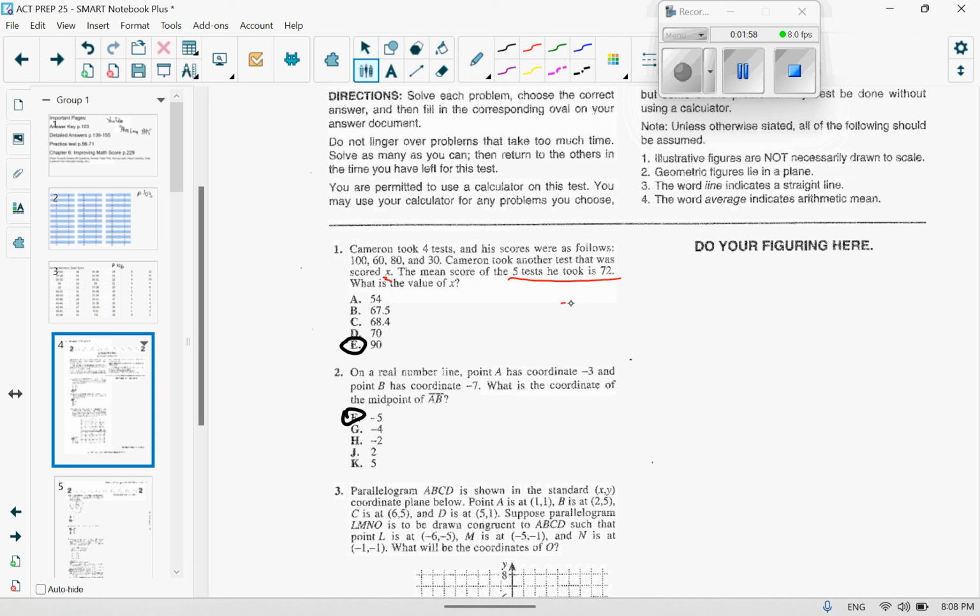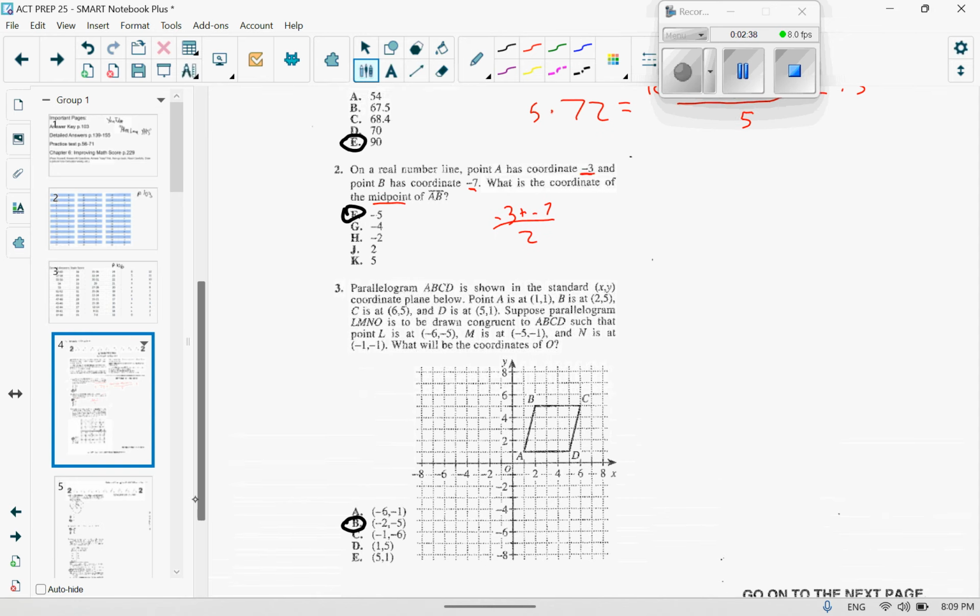Mean just means average. So 72 would have to equal all my scores: 100 plus 60 plus 80 plus 30 plus X, all divided by 5. We can multiply both sides by 5, and then I could combine all these terms and subtract them to get x by itself. Therefore, x ends up being 90. On a real number line, point A has a coordinate of -3 and B has a coordinate of -7. What is the midpoint? Midpoint's just average, so -3 plus -7 divided by 2 gives me -5.